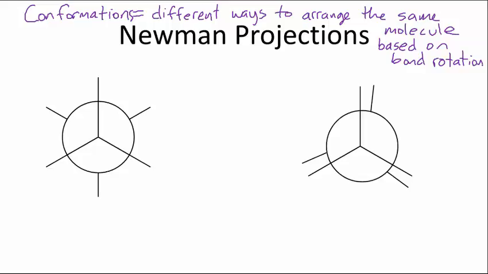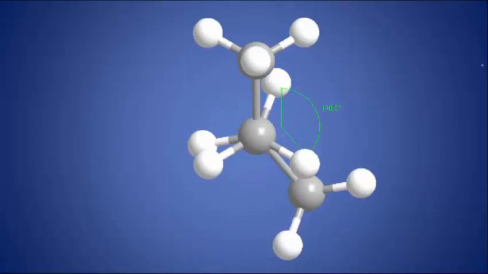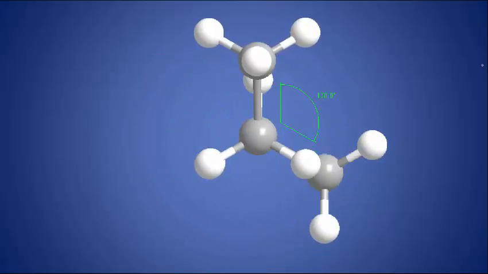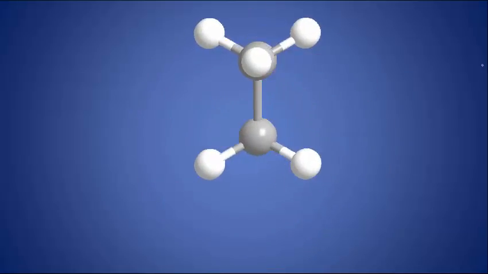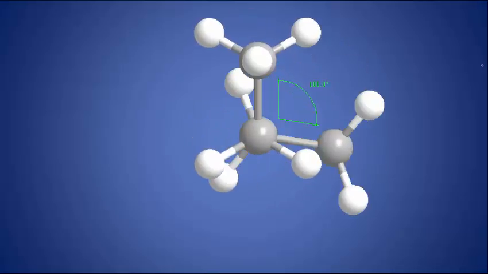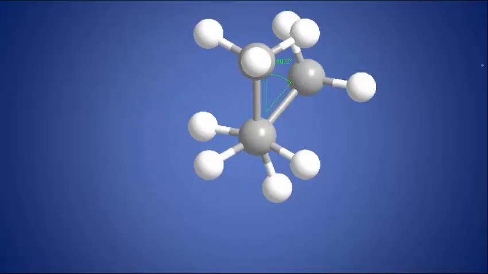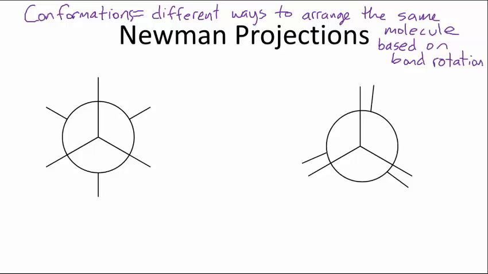So this is different from isomers, where you can have different ways that they're bonded. Here we're talking about the same molecule. Every picture I drew here, every one of these pictures in this little animation represents the same molecule. It's just we're rotating around that central bond and getting a different view of it. So conformations are different ways to arrange the same molecule based on bond rotation. And when we want to analyze them, we use these Newman projections.